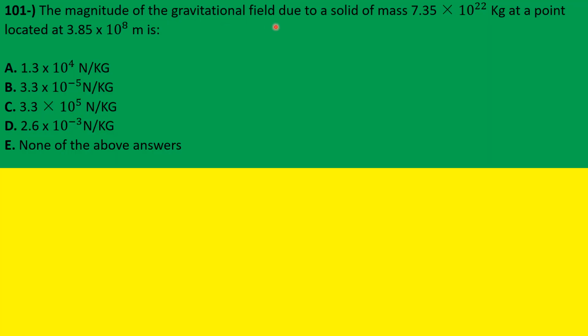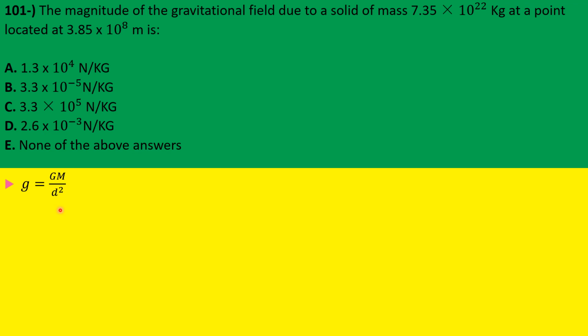All right, the magnitude of the gravitational field due to a solid of mass that at a point located at that is... you notice that every mass is able to create around it a gravitational field, right, with a certain gravitational field intensity that varies with distance away from that point mass. So we're going to assume that this guy here is a point mass, all right? So g equals GM over d squared, where d is the distance from the point mass.